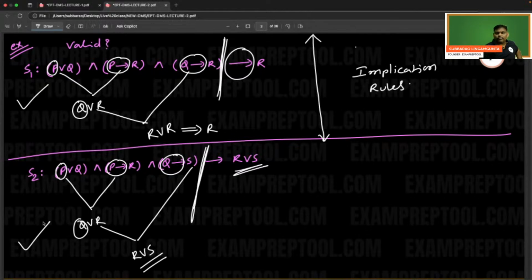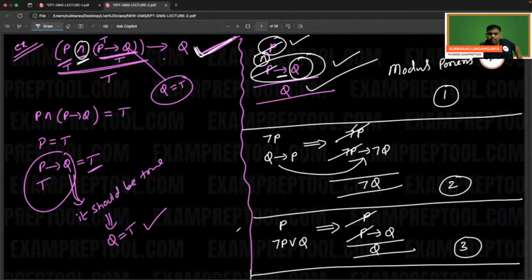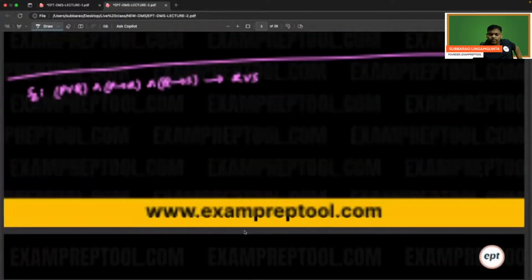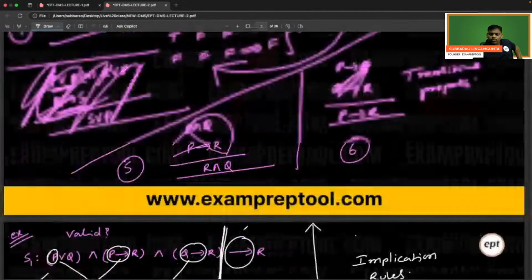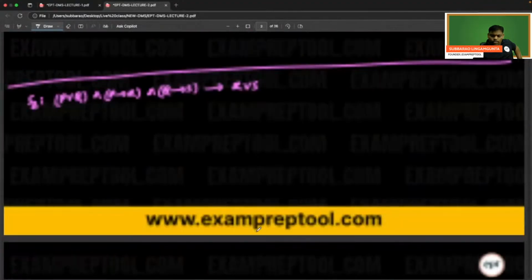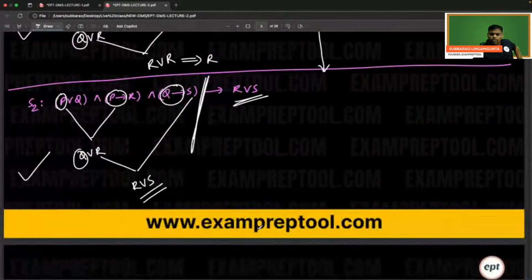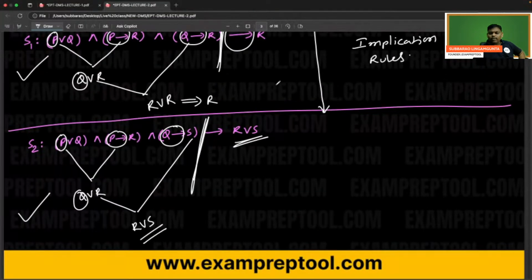Check one time. Simply, small statements, 6 statements are there. You have to take care. Nothing is there, it is very simple. Try to understand. I think both are valid statements.